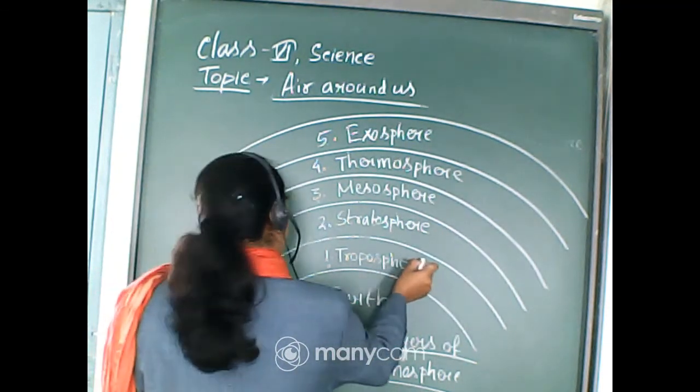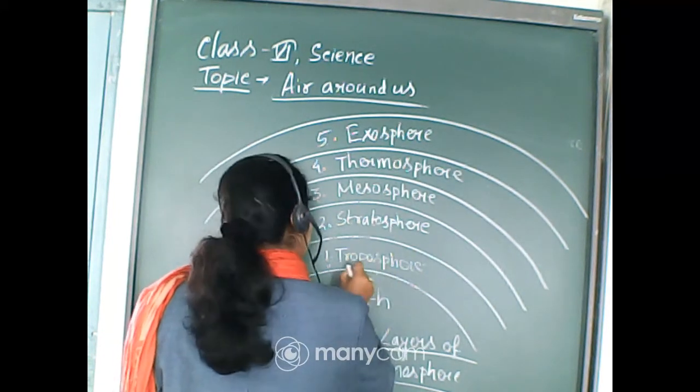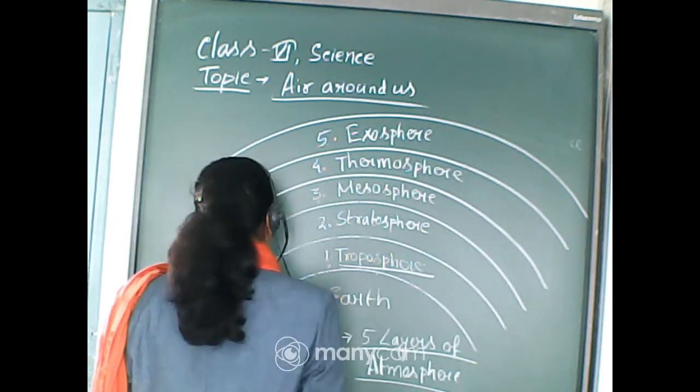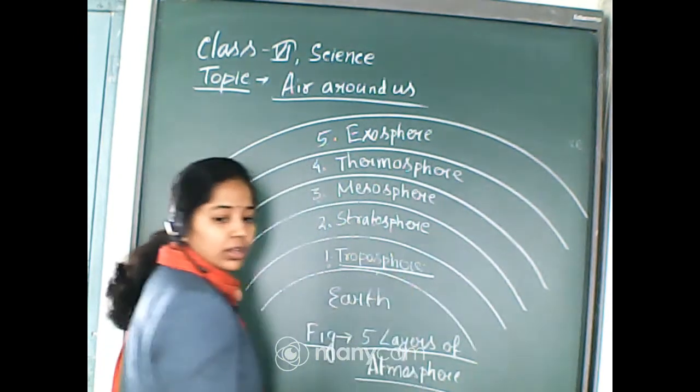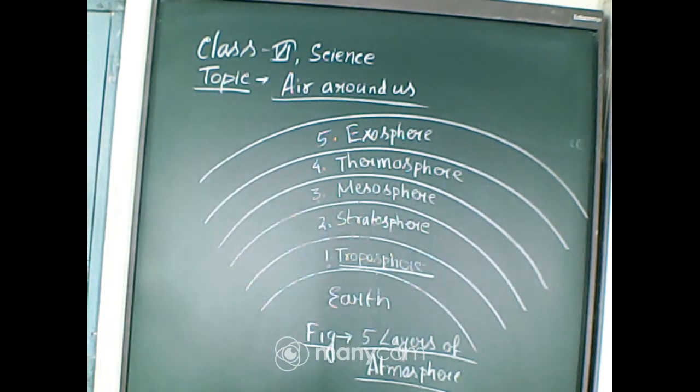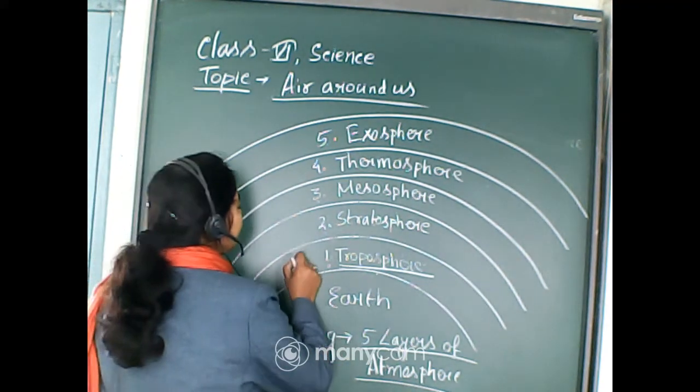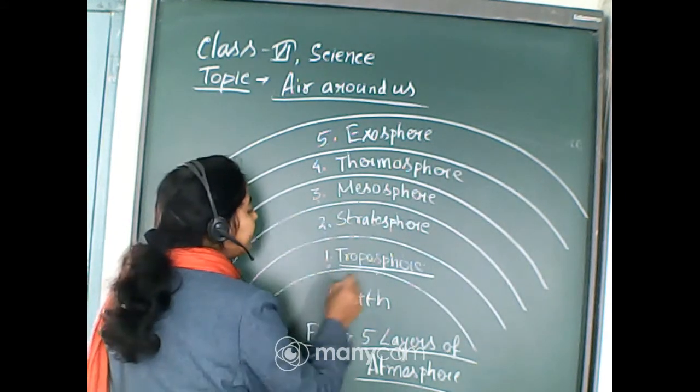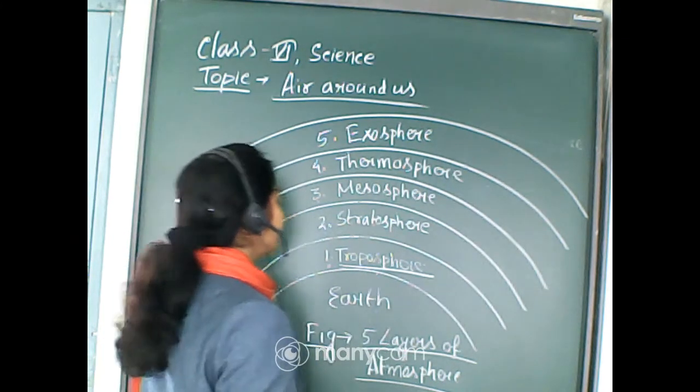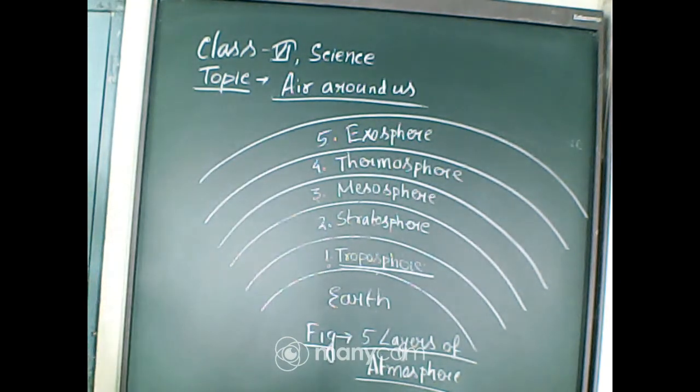First, troposphere. What is this? This is the first layer of atmosphere, and it is near the earth's surface. This layer is responsible for weather conditions, and this layer itself contains more than 75% of the atmosphere. So the atmosphere mostly, 75%, is in this layer called troposphere. Understood?